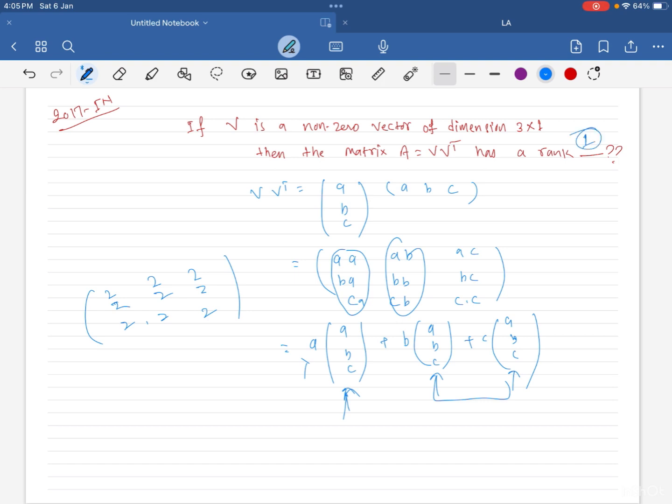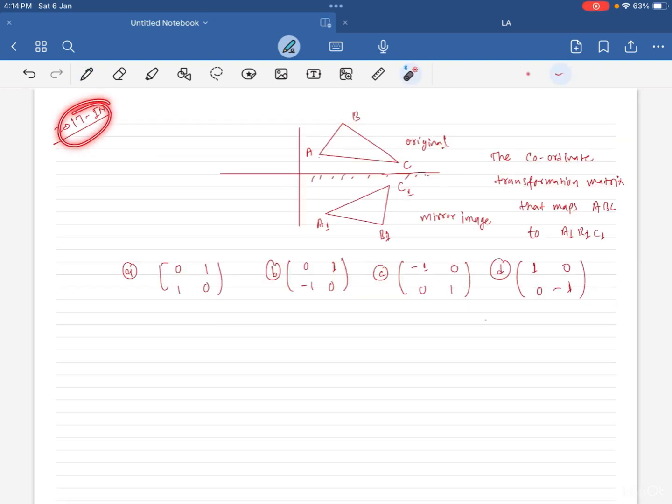Okay, let's move to the next question. This question is from 2017 Instrumentation Branch. We are given this figure, and this figure is the mirror image of the original figure. This is the original one, and this is the mirror image, and this is what we are considering as the mirror, right? So we have to find the coordinate transformation matrix that maps this figure ABC to A1 B1 C1. What matrix will transform ABC to A1 B1 C1?